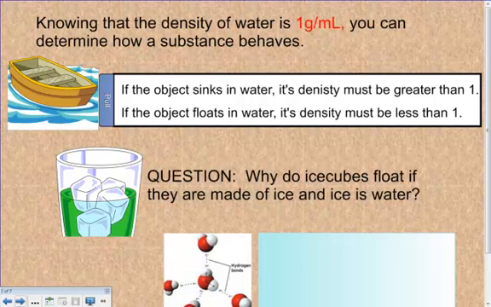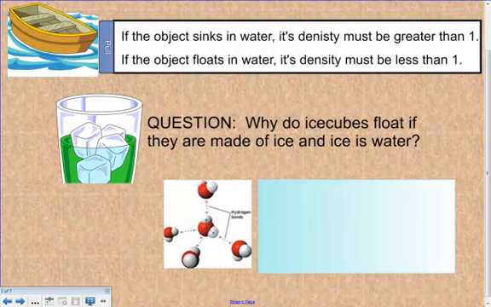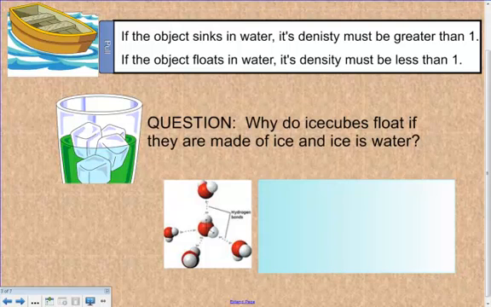So here's a good question. Why do ice cubes float if they are in fact made of ice and ice is water? You would think they would have the exact same density, but ice cubes float. So how does that work? I'm going to let you think about that for a second. In fact, I'm not going to show the answer right now. I want you to think about it and write it down in your notes. We're probably going to talk about it in class, but the answer's underneath the blue box.